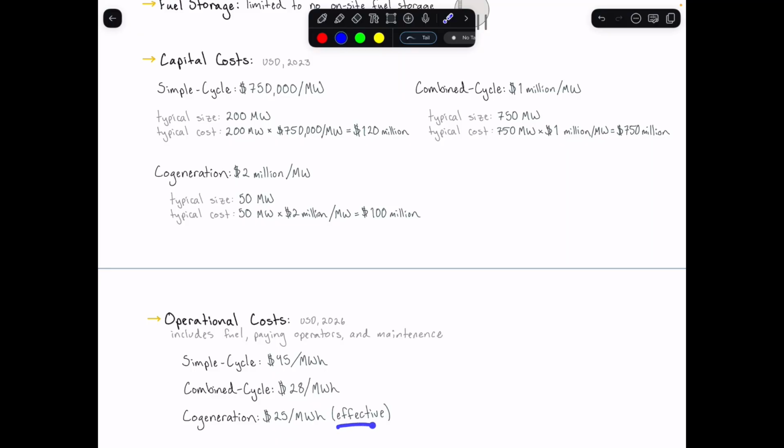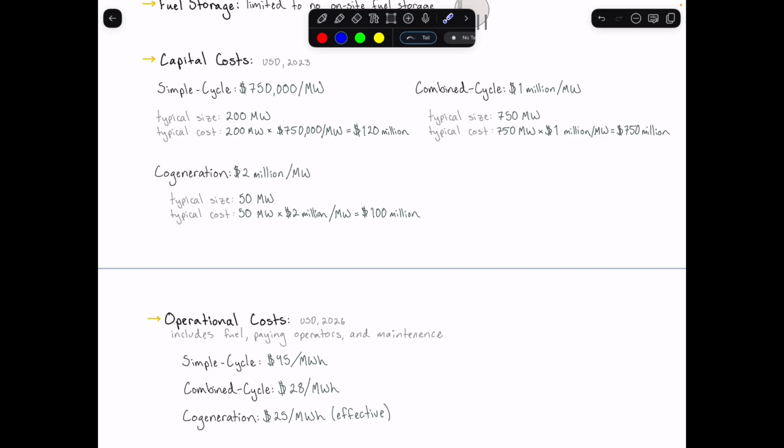And here you'll see I have added a note that says effective. This takes into account that some of the fuel is being used not just to generate electricity, but also to provide heat to a service. So if we look at the effective cost of electricity, taking into account that some of the cost of this plant is for the heat, the effective cost is about $25 per megawatt hour.